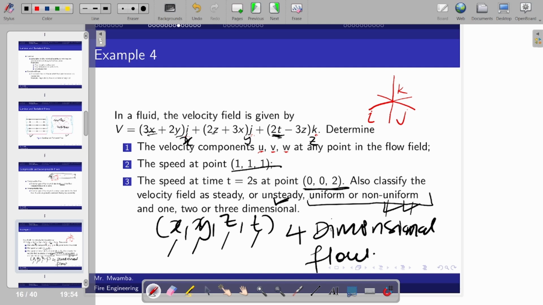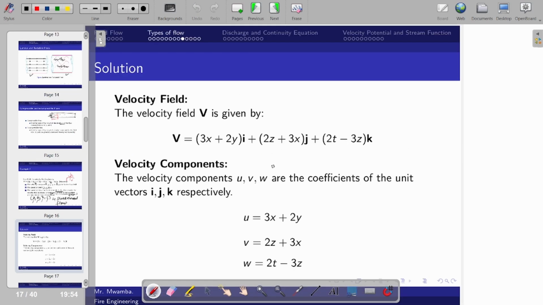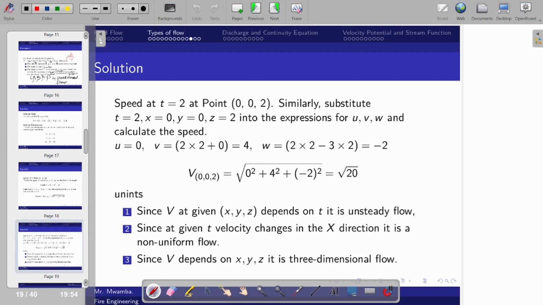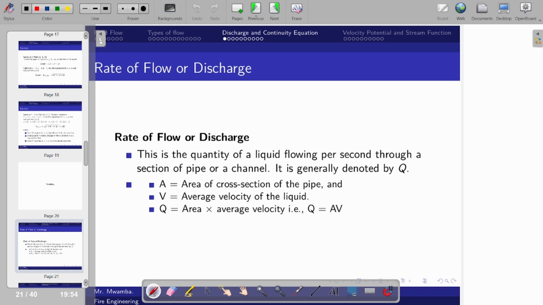All right. So let's go to, okay, these are the pre-solved questions in the same question. Then the last part I wanted to do is the rate of flow or the discharge. This is the last part I wanted us to touch today. So let's just do this one and then we call it a day.